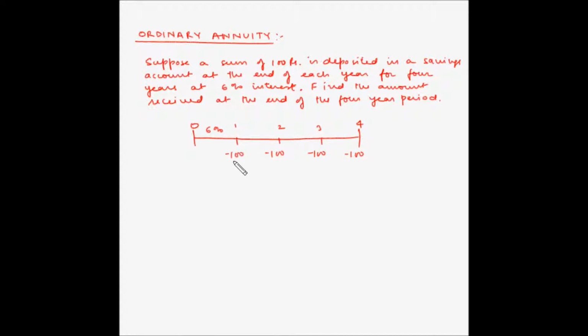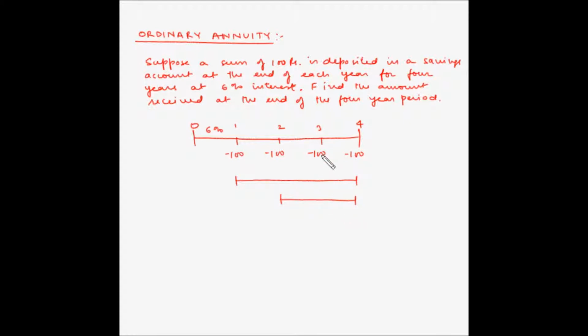So the amount of 100 rupees deposited at the end of the first year will grow for the next 3 years. So this time frame here, then this time frame here, and then this time frame here. So this amount will grow for the next 3 years. The 100 rupees deposited at the end of the second year will grow for the next 2 years.